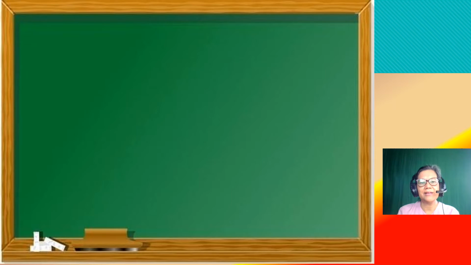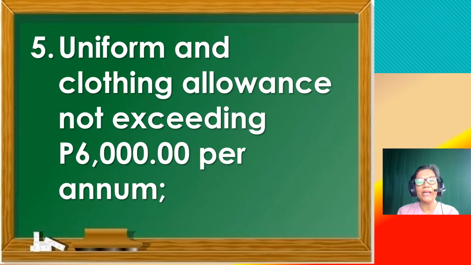Number 5 is uniform and clothing allowance not exceeding 6,000 pesos per annum. When we say per annum, it is 1 year. Plus, prior to 2018, it is 5,000 pesos only for qualified employees. But effective 2018, it is 6,000 pesos per annum per employee.